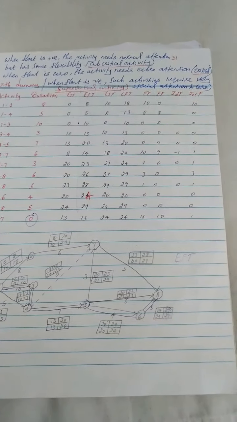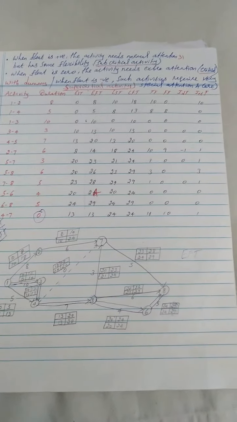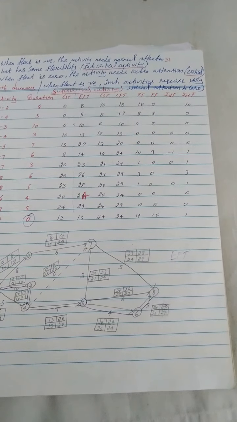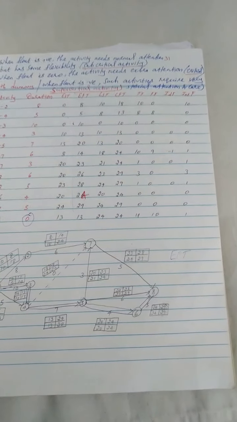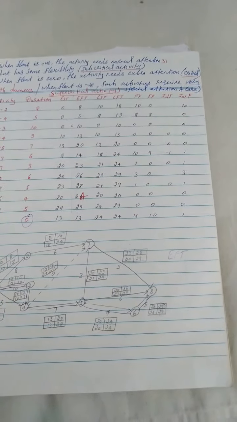Okay, so next one. For the activity 1 to 4, the total float is 8, because 0 minus 8 is 8 and 5 minus 13 is 8. So both will be the same.